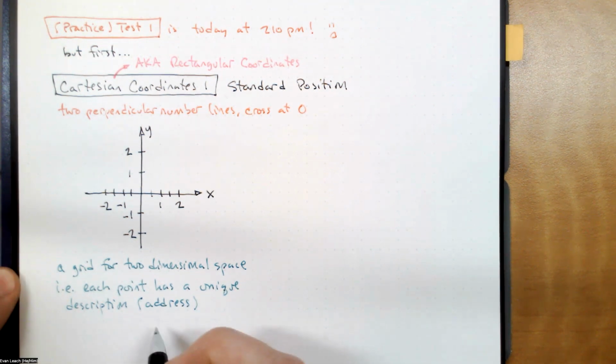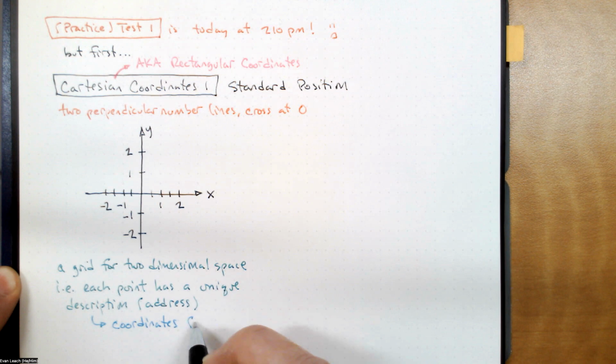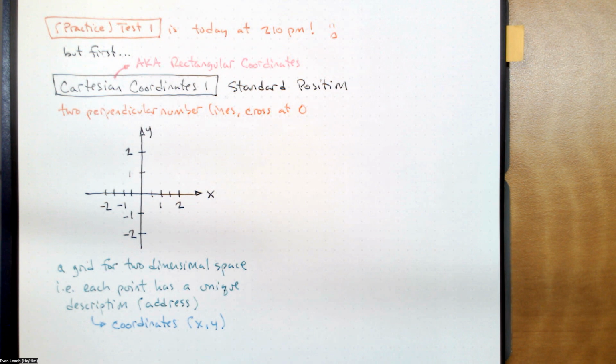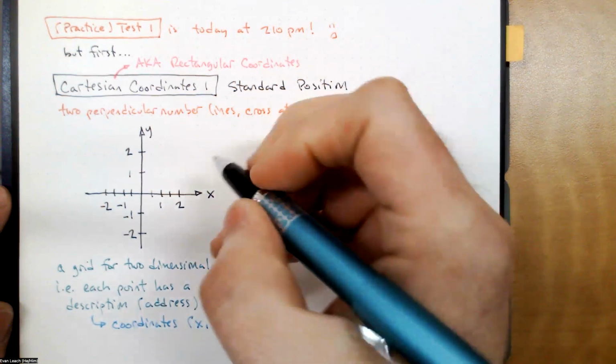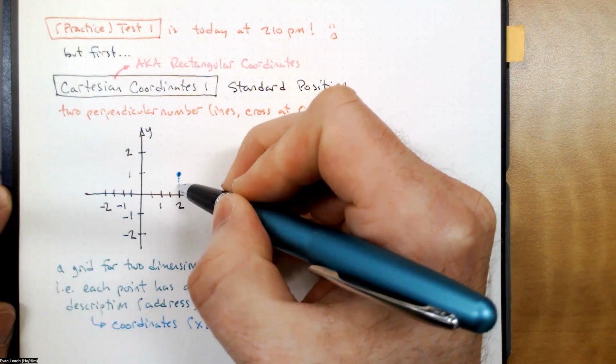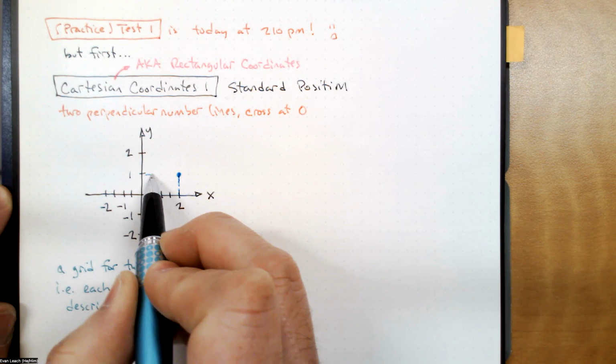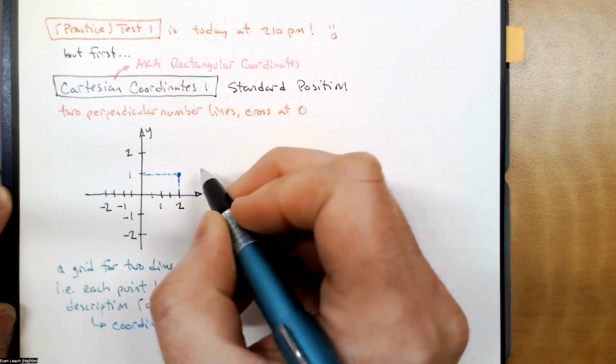So this description is coordinates X and Y. We list the horizontal coordinate first, the vertical coordinate second, and we put them in parentheses separated by a comma. So this point here, if I drop down to the x-axis, corresponds to a horizontal coordinate of 2 and a vertical coordinate of 1.